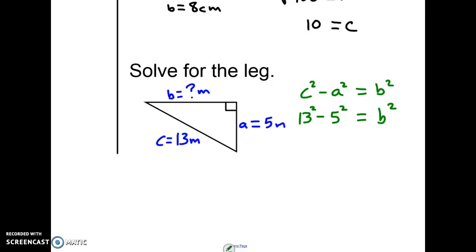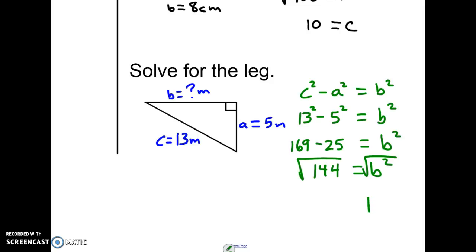So 13 squared, once again, you can use your calculator. These are getting up there a little bit, but 13 times 13 should be 169, minus 5 squared would be 25, and that is going to be equal to b squared. Then if you subtract that out, 169 minus 25 should be 144 equals b squared. And then the opposite of squaring something would be taking the square root. Take the square root of both sides, and we get b equals 12.